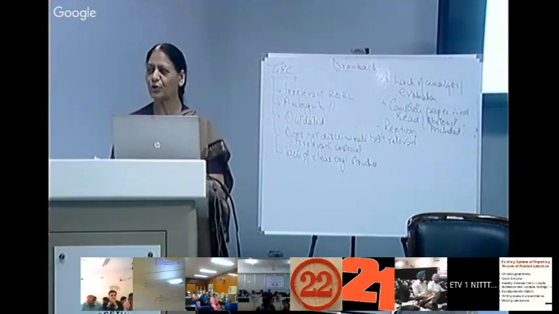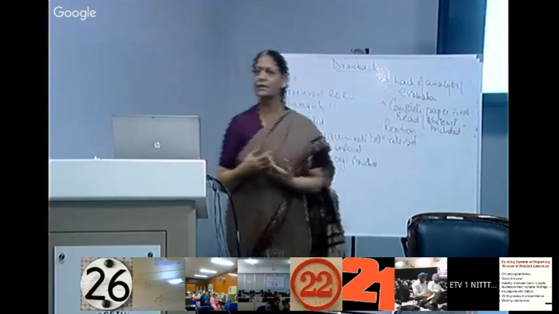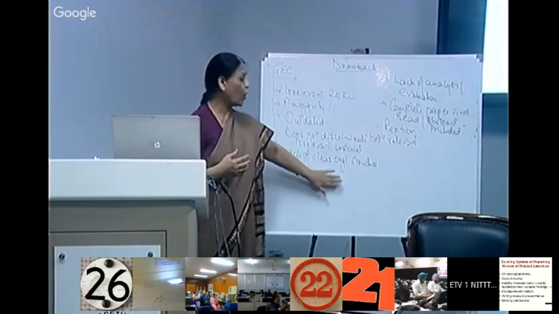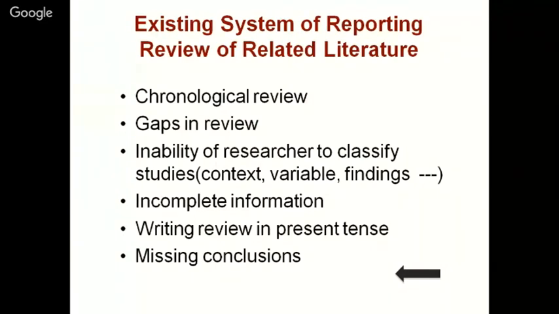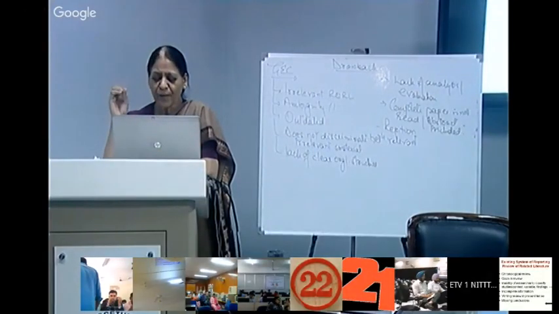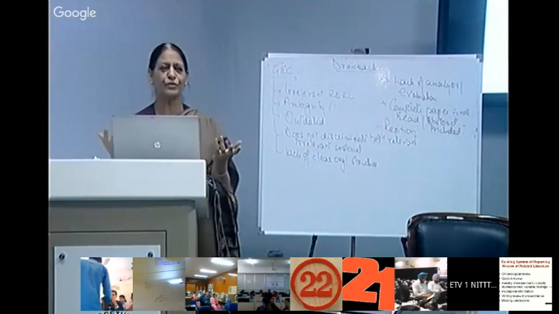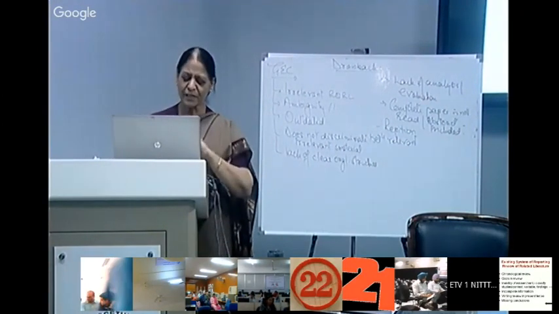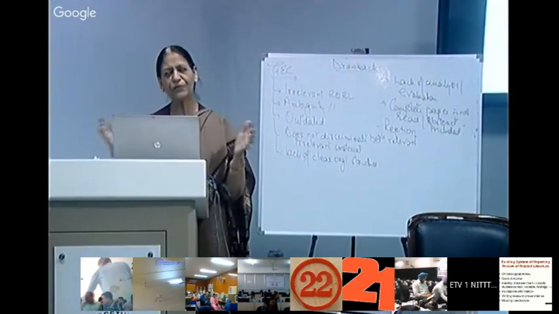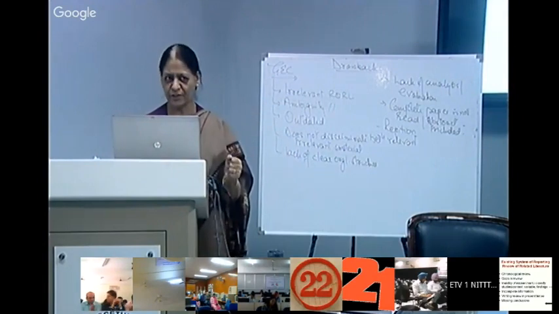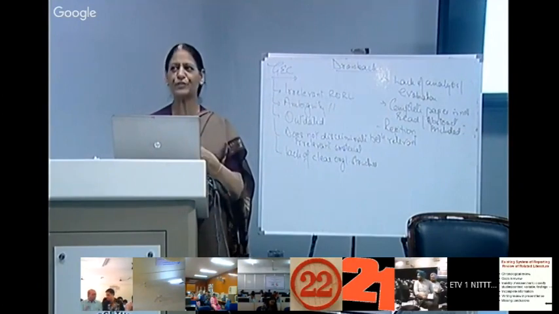Inability of researcher to classify the studies. Now, one of my colleagues said that there is no logical organizational structure provided in the review of related literature. For example, I have taken up a study on reinforced concrete. Now, when I say civil engineering and I talk about reinforced concrete, there may be different ways of reinforcing the concrete. You can use glass, you can use steel, you can use fiber to reinforce the concrete.